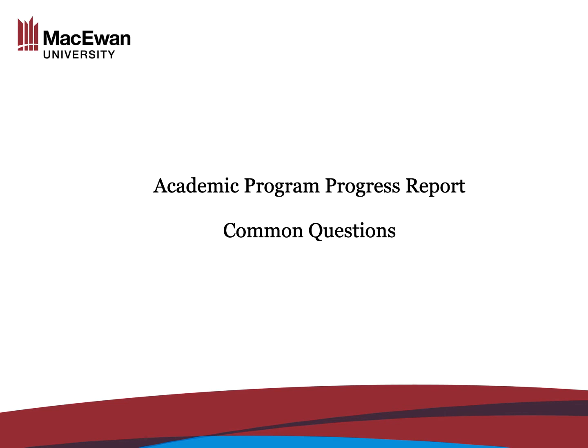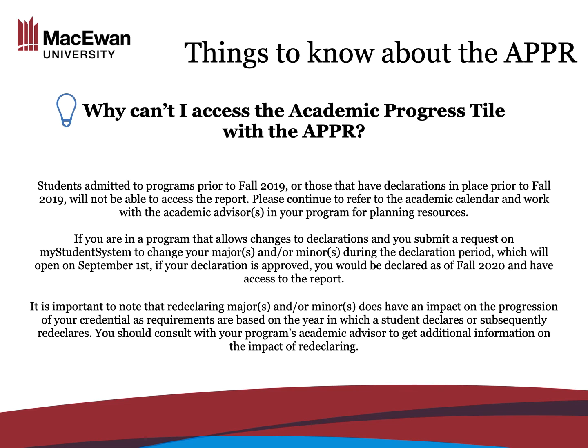As this is a new planning tool, we've anticipated some common questions that students may have as they start to use the Academic Program Progress Report. If you're unable to access the Academic Progress tile with the APPR, it's likely because your program is declared prior to fall of 2019, or your declaration is in place prior to fall 2019. Students admitted to programs prior to fall 2019, or those that do have declarations in place prior to fall 2019, will not be able to access the report. Please continue to refer to the academic calendar and work with the academic advisors in your program for planning resources.